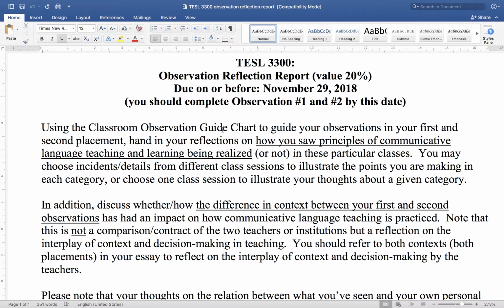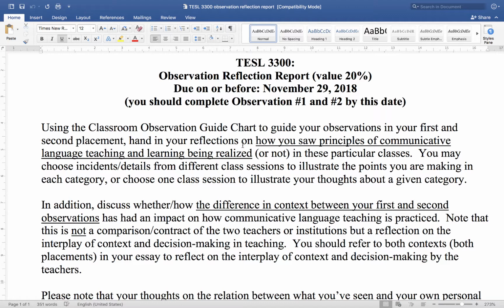So to review the assignment, and this is also available on Moodle, we're using the Classroom Observation Guide chart. This is, as a reminder, the chart that you have been formulating this semester to guide your own observations with the 4 columns. So you're looking to use that Classroom Observation Guide to guide your observations in your first and second placement. Hand in your reflections on how you saw principles of communicative language teaching and learning being realized or not in these particular classes.